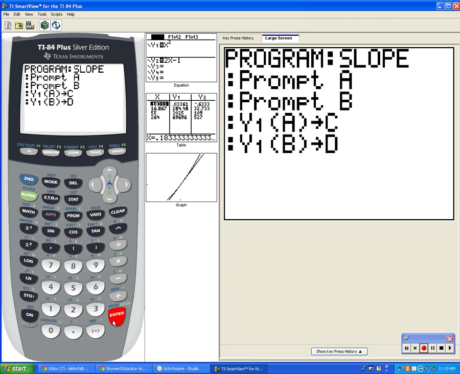All right. So now we are ready for the calculator to do some work for us. We want to take y2 minus y1, right? So I'm going to go parentheses alpha d minus alpha c. These are two separate answers that I'm going to get when I put my two separate x values into that function.